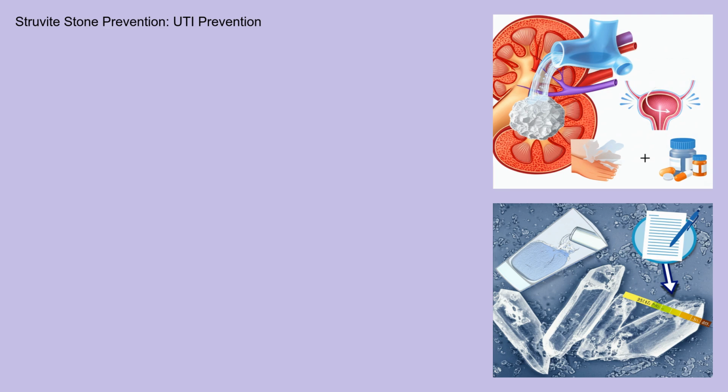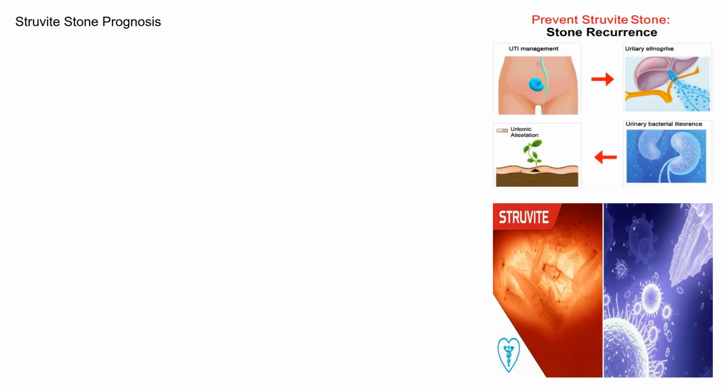Prevention centers around preventing recurrent urinary tract infections. This includes drinking plenty of fluids to flush out bacteria, practicing good hygiene, and promptly treating any urinary tract infections. Individuals with a history of struvite stones may need to take prophylactic antibiotics to prevent future infections. In some cases, medications that acidify the urine may be prescribed, making it less favorable for struvite crystal formation. The prognosis for struvite stones is generally good with appropriate treatment. However, recurrence is common if the underlying urinary tract infections are not effectively managed.